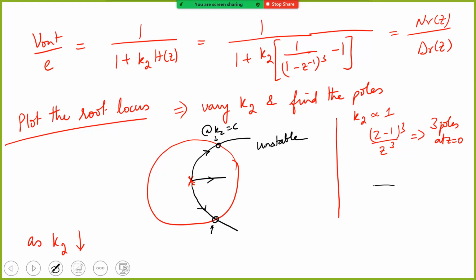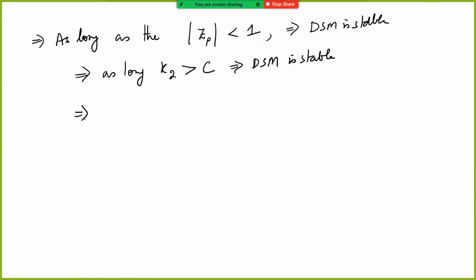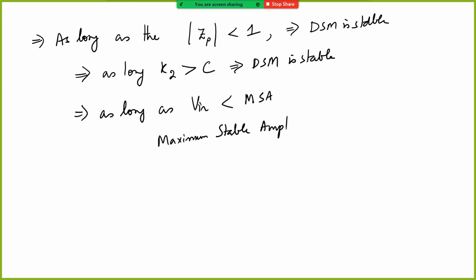So in other words, what we are saying is, there exists a certain value such that as long as Vin is less than what is called the maximum stable amplitude, MSA, your DSM is stable.